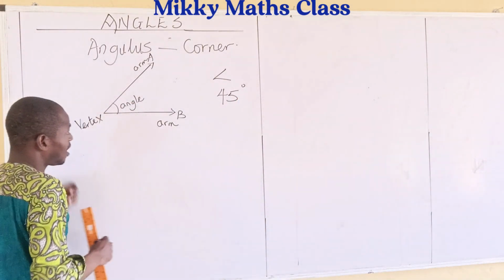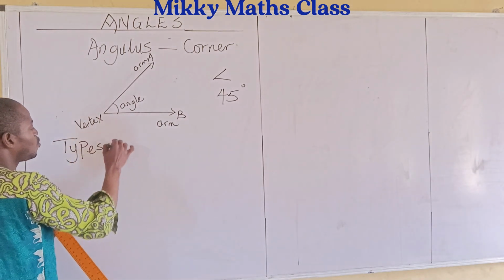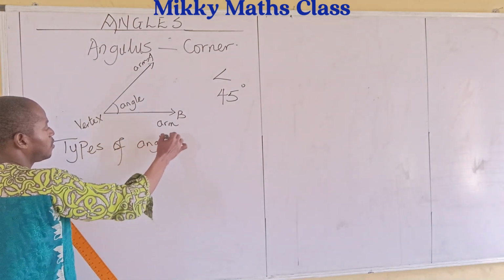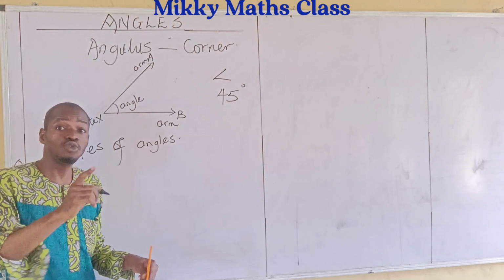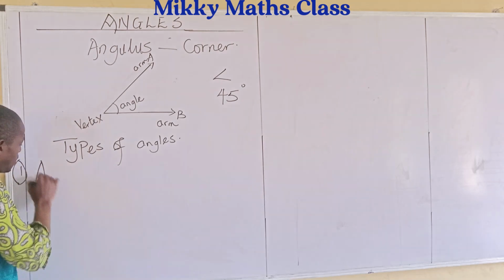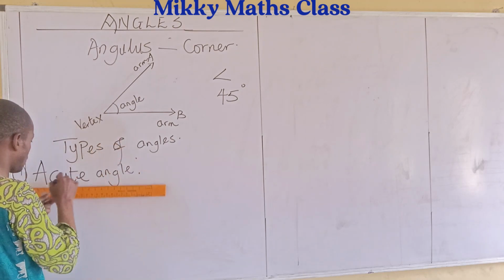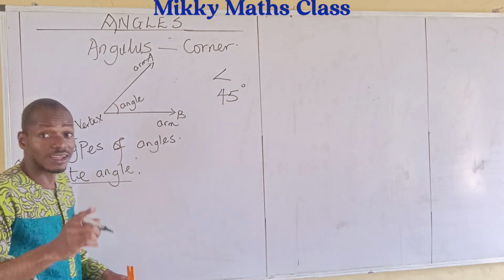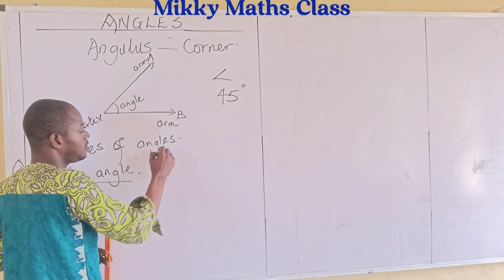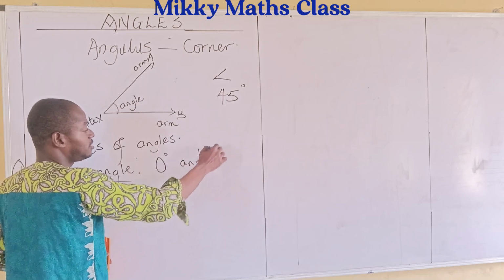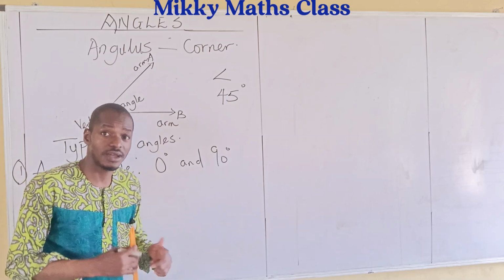Now, let's look at types of angles. The first type of angle we have is what we call an acute angle. And what is an acute angle? An acute angle is an angle that lies between 0 degrees and 90 degrees. That's an acute angle.